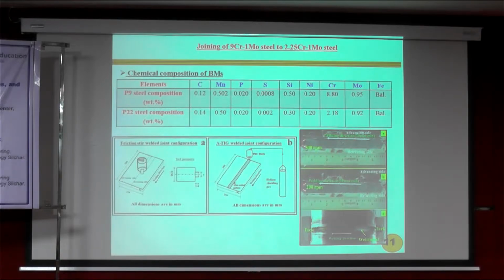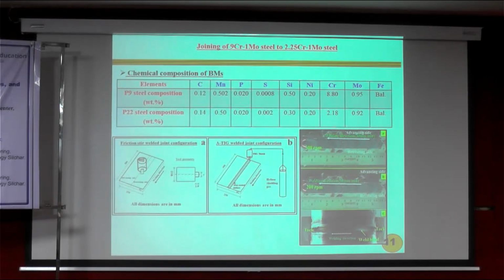Initially the characterization starts with visual examination. You can see the visual photo. After the welding, there is no crack on it. Successful welding has been achieved. In the welding, we have taken two different parameters, 200 RPM and 500 RPM, to study the effect of rotational speed on the joint strength of the material. This is the photograph of the TIG welded one.